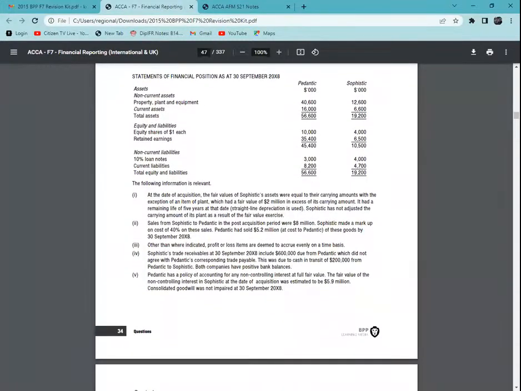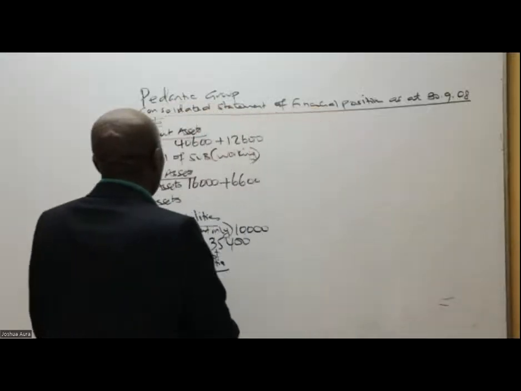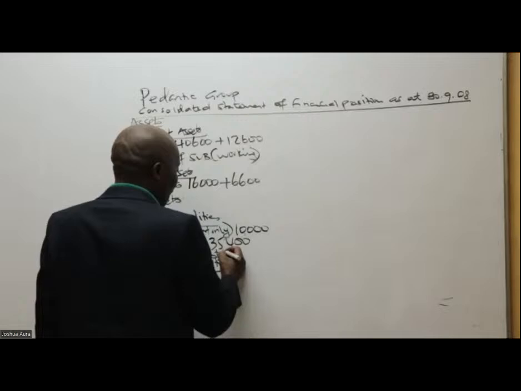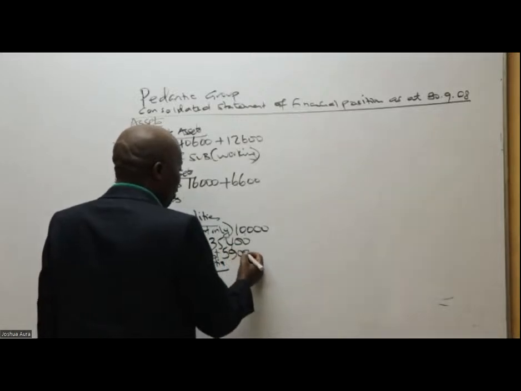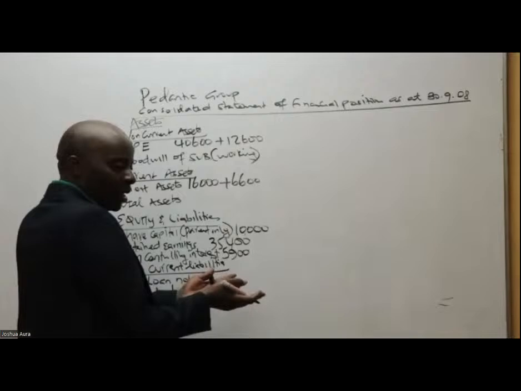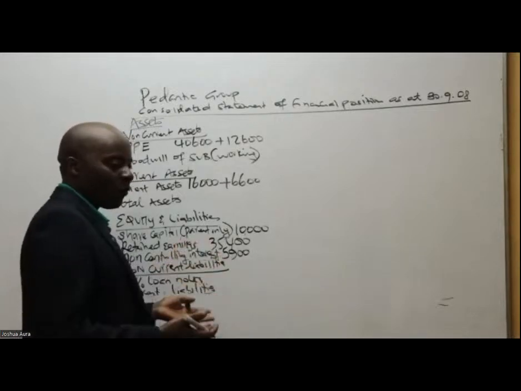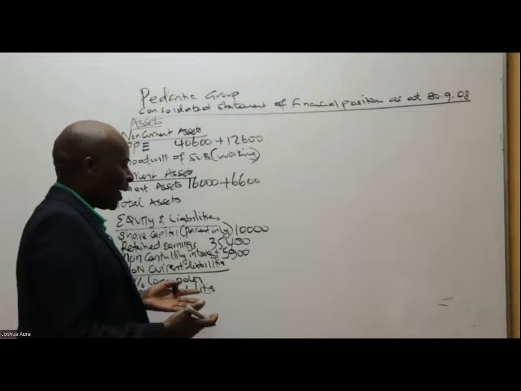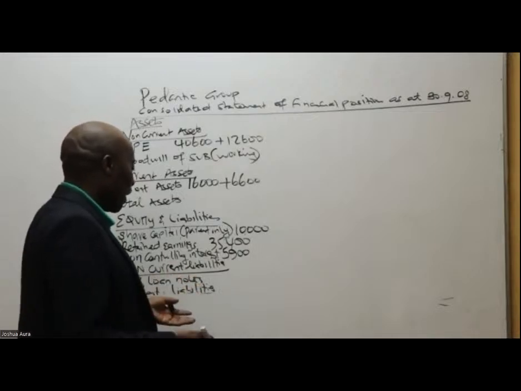Here, you will be told this one at the very end. Pedantic has a policy of accounting for any NCI at full fair value. The fair value of NCI in Sophistic at the date of acquisition was estimated to be 5,900. So for non-controlling interest, I'll simply write the value at the date of acquisition, and then I'll add the share of post-acquisition profit later.